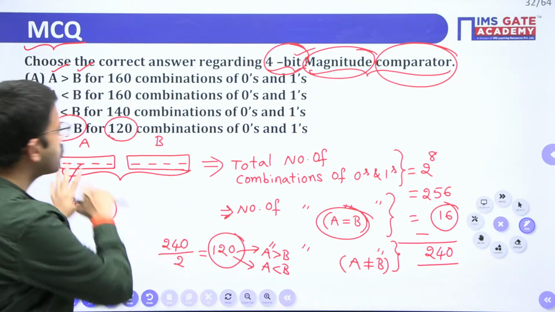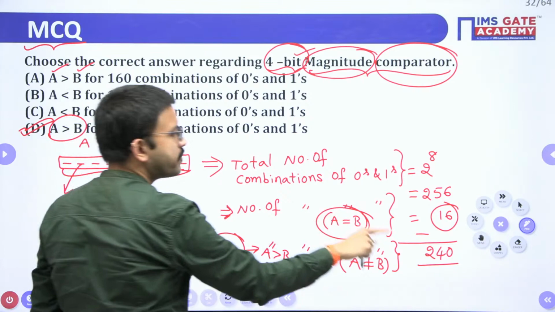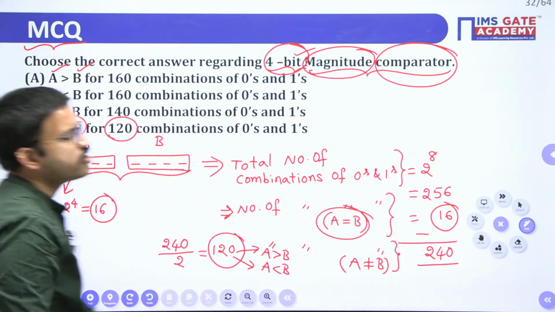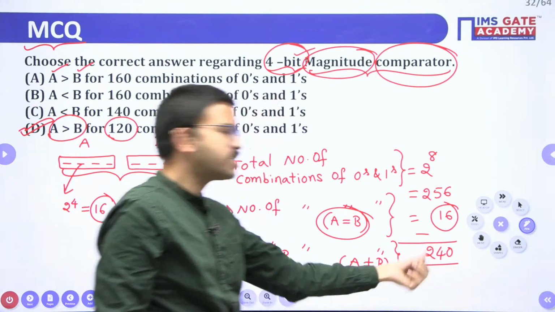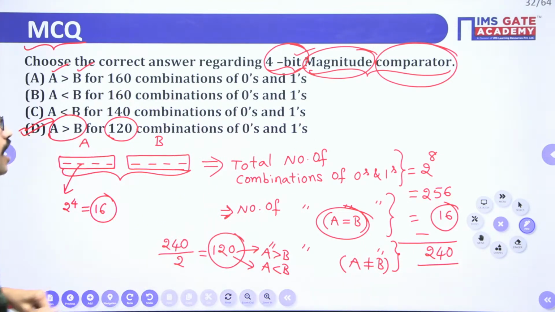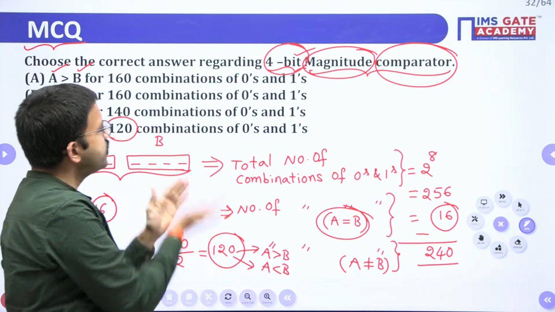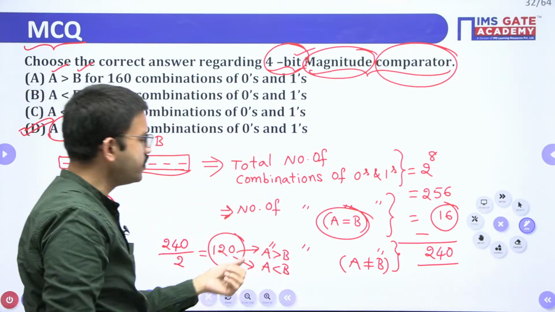Okay, related to this model, you follow this approach. First, count the total number of combinations. From there, subtract the combinations for equality. How many combinations are you getting? Just subtract this number from the total. You will get one number. Just divide that number by 2, because half of the combinations you will get for the greater relation, the other half you will get for less than.